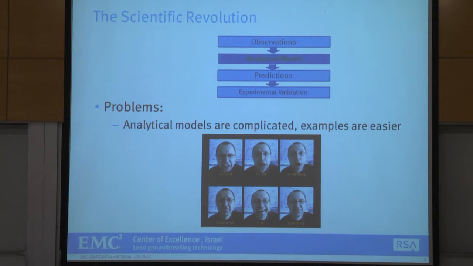I can define some features, the distance between the eyes and the posture and what you do with your mouth, but it's very difficult. What I can do very easily is get a lot of examples, get a lot of pictures of people with emotions, or some actor with emotions. So examples are relatively easy to get. Analytical models are much more complicated to build.